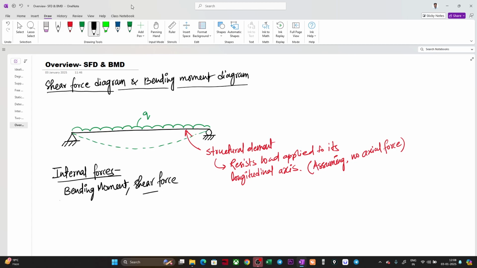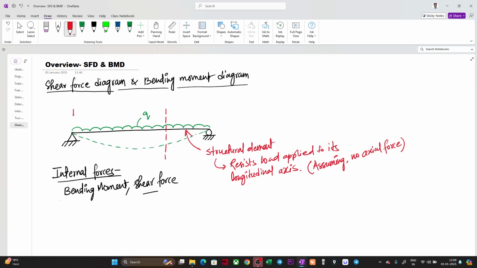These are the two internal forces we will be getting if we consider that the beam is only resisting the load applied transverse to its axis, and it is resisting by bending. So it is called a flexural member, or flexural behavior. Now, as these are internal forces, we need to cut a section somewhere, because with the support reactions we will get only the forces at the ends. If we want the internal forces, we need to cut a section here, right?